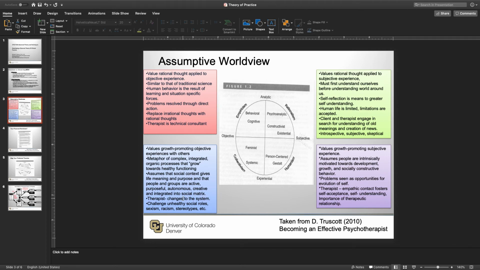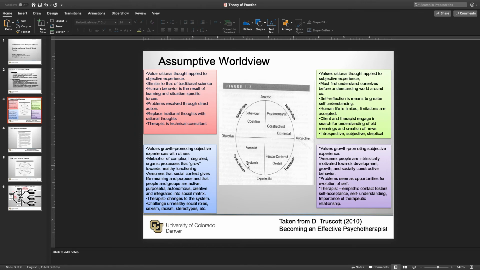And if we can get the old belief that if we can get one member of a system to begin to change, that it challenges the system to take a look at its own belief systems. So challenging unhealthy social roles, sexism, racism, and stereotypes. And so I would ask you to think for a moment, where do you fall within these belief systems?